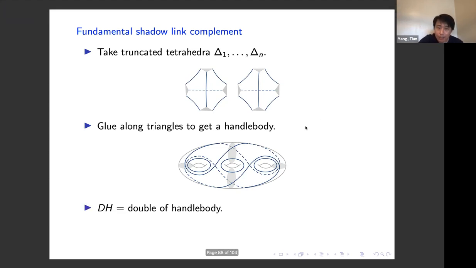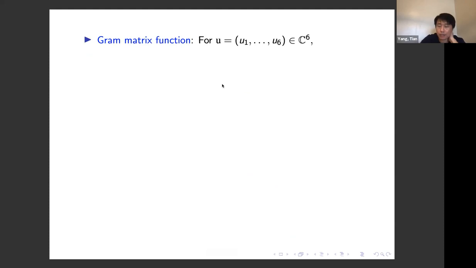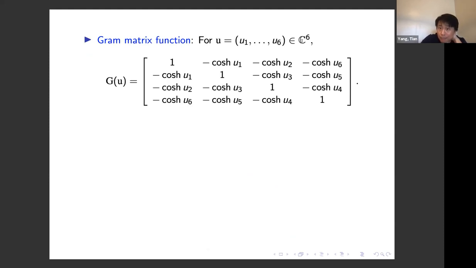Now we take the double of the handlebody. That is, you take a mirror image of it and you glue the two together along the boundary via the identity map. By doing this, you have a closed manifold, and that's actually the connected sum of S^2 x S^1. And then these curves coming from the union of the edges become a link inside the double. So you have a link in the double, and the complement is a fundamental shadow link complement. And as you can see, the building blocks are the tetrahedra. Here we want to use those tetrahedra. In particular, we want to use the so-called Gram matrix of the tetrahedra. So for any six-tuple of complex numbers, the Gram matrix function is just this matrix, okay?